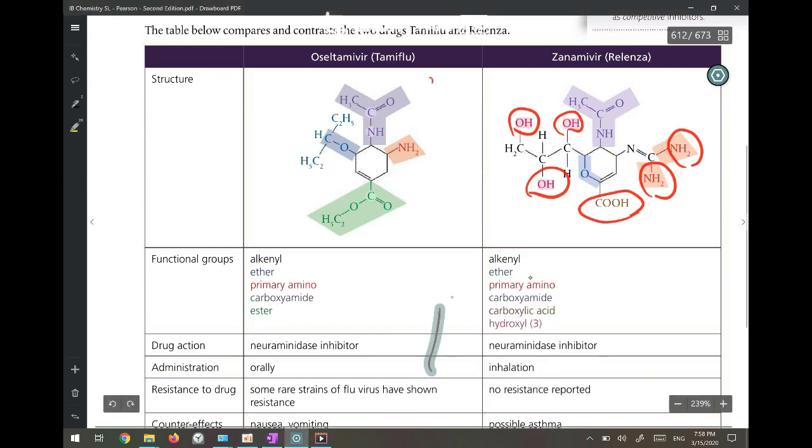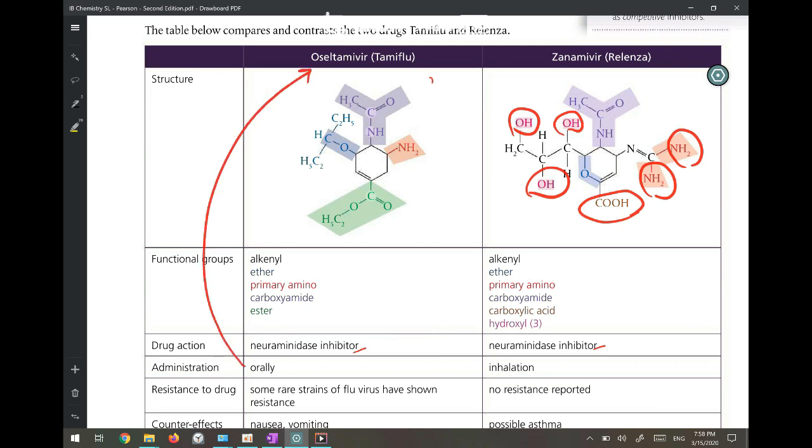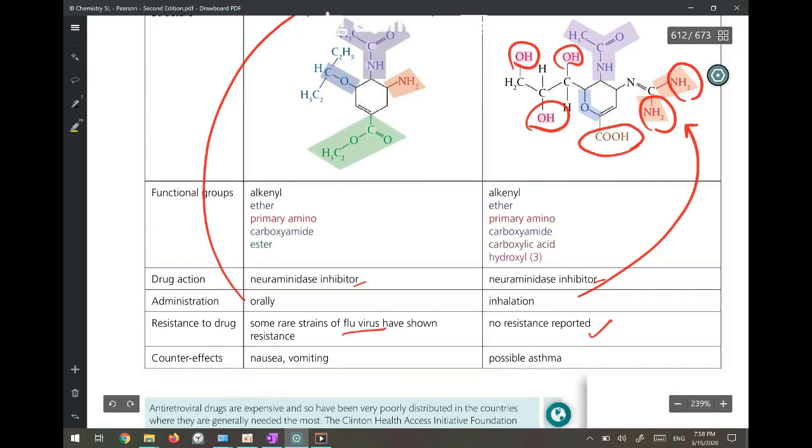Okay, the mode of action for both of them, they are neuraminidase inhibitors. This one, oseltamivir, is taken orally. This one is taken by inhalation. For the oseltamivir, some of the flu virus shows some resistance to that, but for the zanamivir, up to date, no resistance is reported for that one.